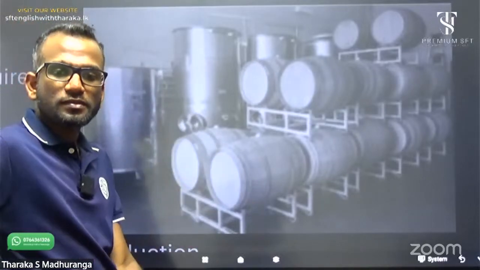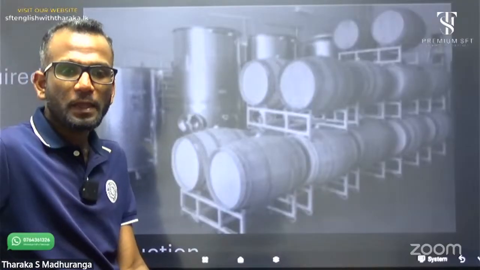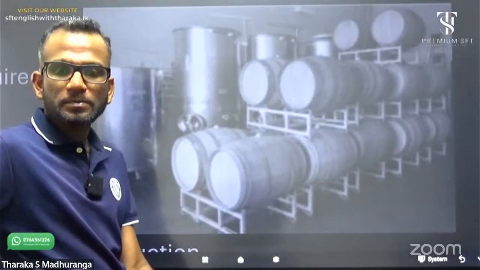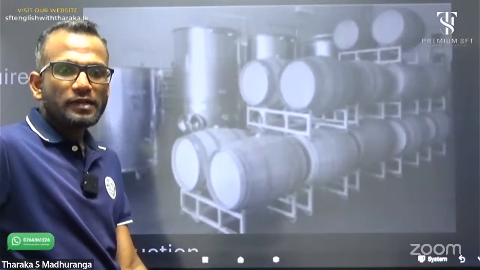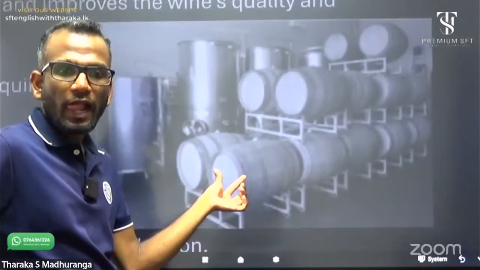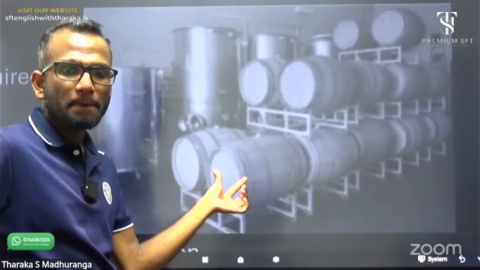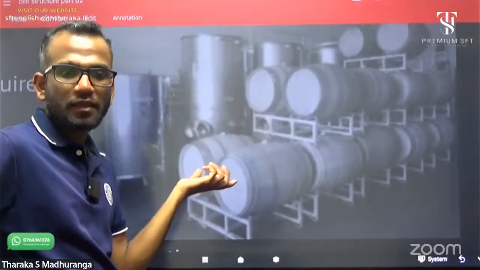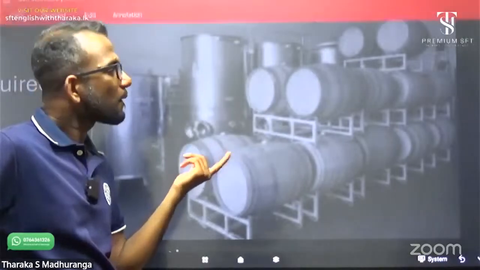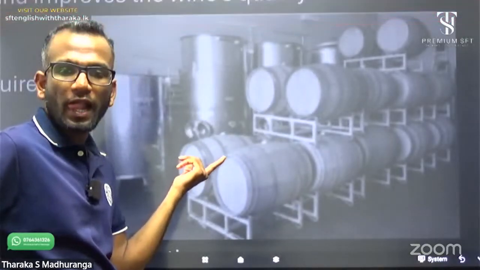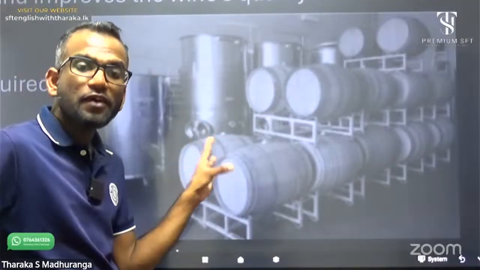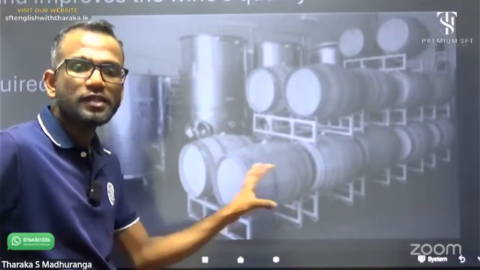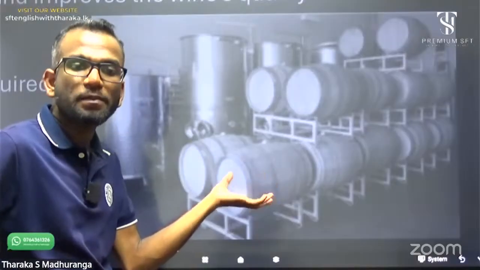Was it in a cartoon? Do you have seen these barrels? Have you seen them? Yes. They are wooden barrels, specially prepared wooden barrels made of wood, right?